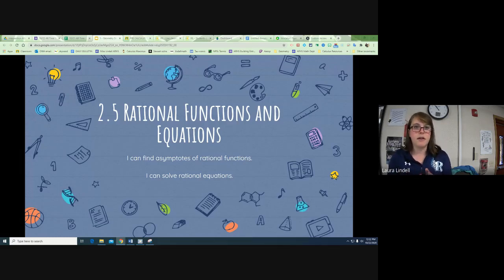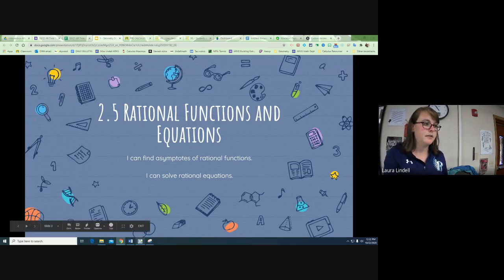It's going to involve finding a common denominator. You might find this familiar from advanced algebra trig, or you might not. So here we go, 2.5 rational functions.